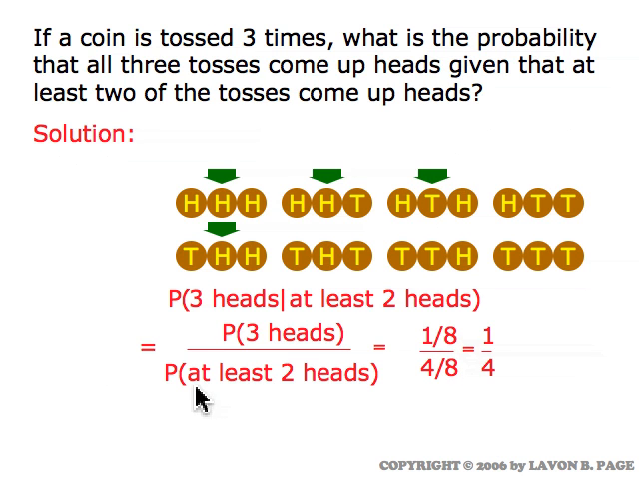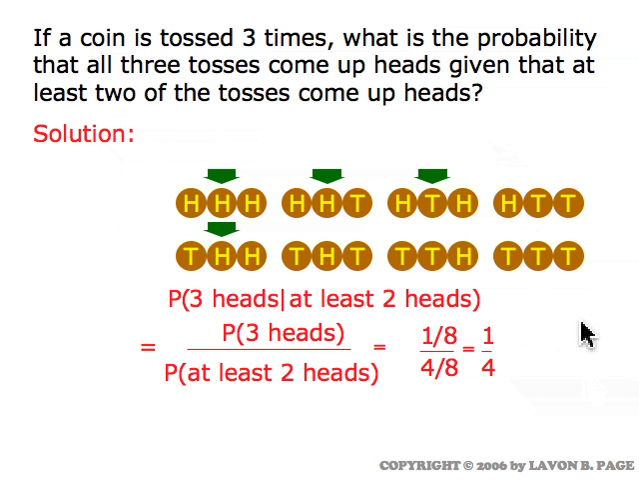In the denominator, the cases where we have at least 2 heads, the probability of that, well, those cases are the cases that have green arrows pointing at them. 4 of the 8 cases are cases where we have at least 2 heads in the 3 tosses. So the probability of at least 2 heads, the probability shown in the denominator here, is 4/8, 4 of the 8 outcomes. The fraction reduces to 1/4. So based on the knowledge that we have at least 2 heads, the probability of all 3 being heads is 1/4. You can see that in the picture.